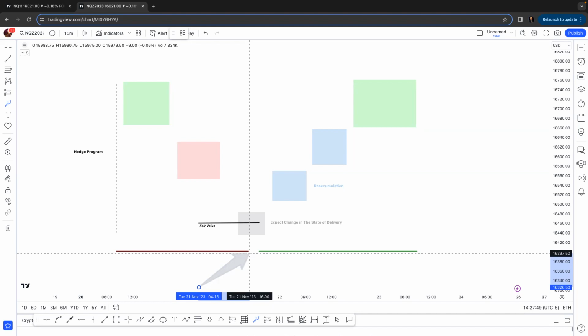And what we want to focus on is creating a model and protocol so that you can actually study what you need to see when the hedge program changes the state of delivery, when you're actually looking for commercial traders to show you where they're likely going to change state of delivery.